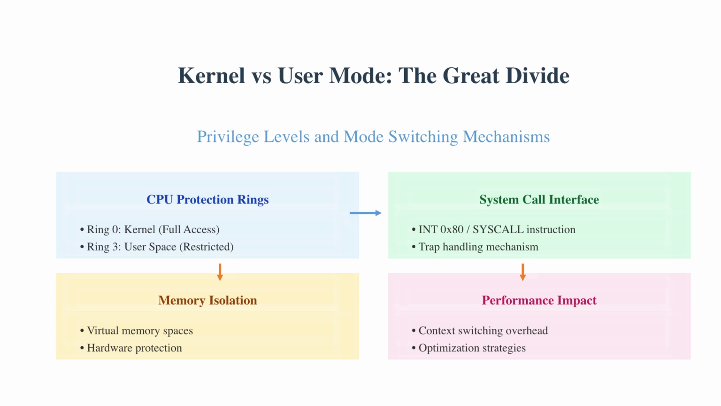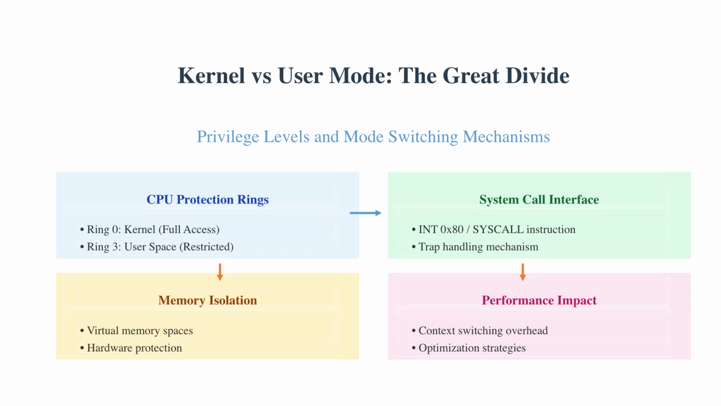Let's start with CPU protection rings. Modern processors implement multiple privilege levels, with ring 0 being the most privileged kernel space where the operating system runs with full hardware access. Ring 3 is where your applications live, user space, with restricted access. This separation prevents user programs from accidentally or maliciously crashing the entire system. It's like having different security clearance levels in a building.